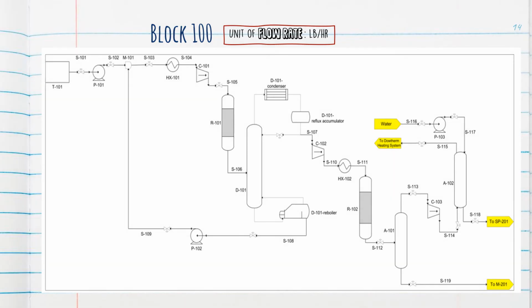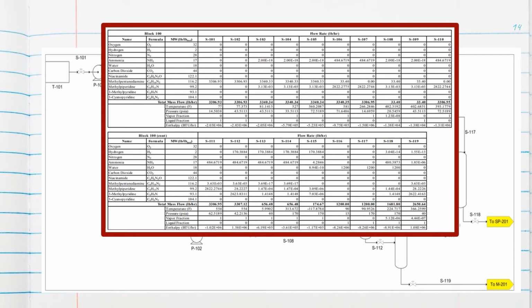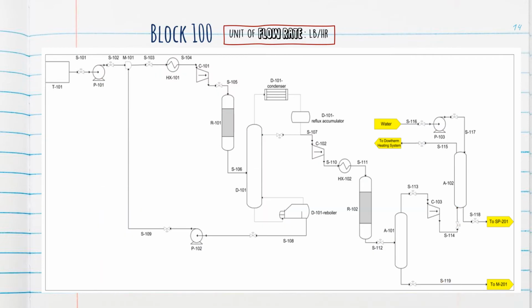Before I start the explanation, I want to clarify that the values of the flow rate I obtained are from this table that is included along in the journal. The reaction will start from the storage tank T101 that stores MPDA, which is the starting raw material. The initial flow rate is 3306.93.